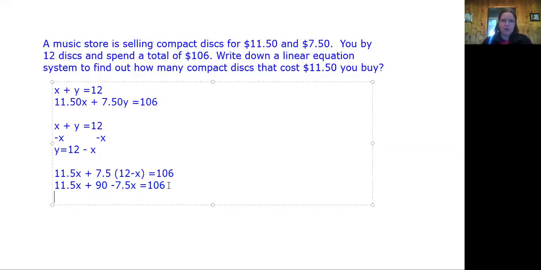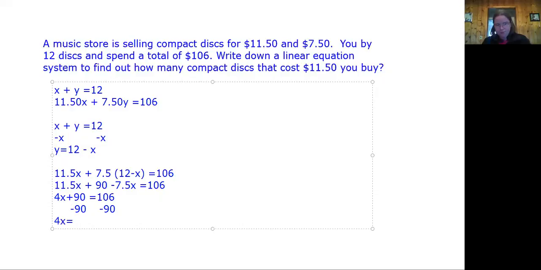So now we want to combine our like terms. So our like terms will be 11.5x and negative 7.5x. So that will be 4x plus 90 equals 106. And then we're going to subtract 90 on both sides so that all of our numbers are on one side and our variables on the other. And so then 4x is equal to 16, because 106 minus 90 is 16.